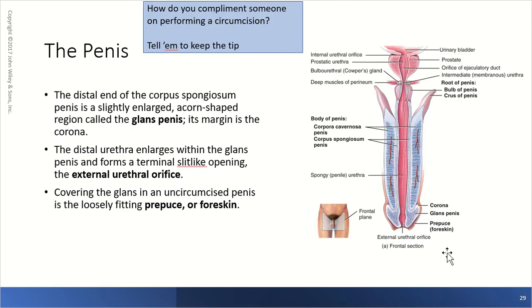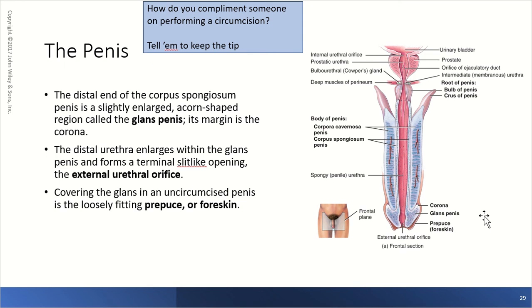The distal end of the corpus spongiosum penis is going to be slightly enlarged, forming an acorn-shaped region, which I guess you can see there. It's not really what I would call acorn-shaped, but who might argue. This is called the glans penis, and its margin is going to be the corona, which means crown. So this is the crown of your penis. The distal urethra is going to be enlarged within the glans penis, and this is going to form a terminal slit-like opening called the external urethral orifice.